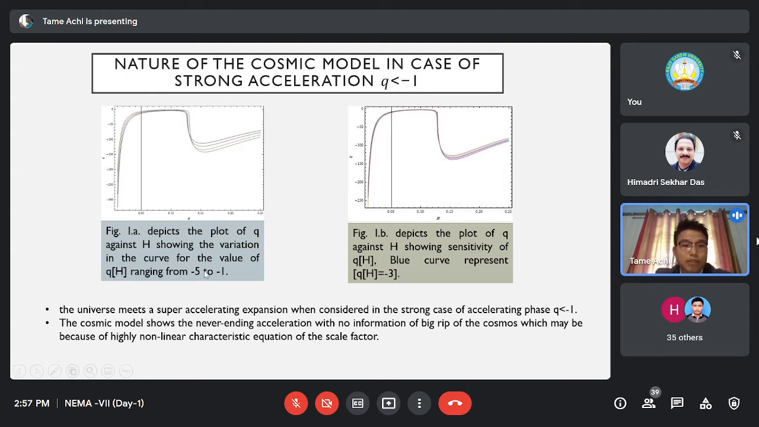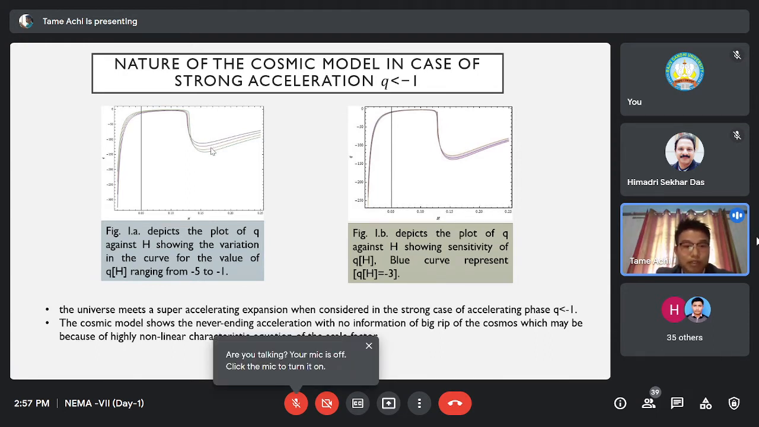So again, from here we can see that the initial value of Q, as we have taken from -5 to -1, it varies, and there is a dependency on the initial value of Q in our model.